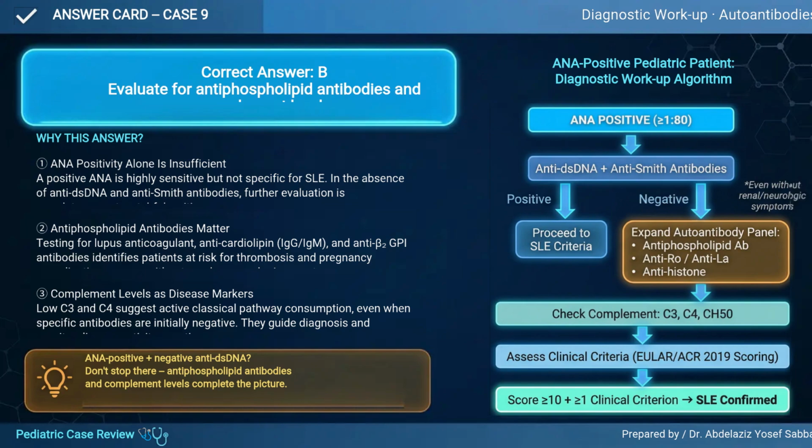A positive antinuclear antibody is highly sensitive but not specific for lupus. In the absence of anti-double-stranded deoxyribonucleic acid and anti-Smith antibodies, further evaluation is mandatory. Testing for lupus anticoagulant, anticardiolipin immunoglobulin G and immunoglobulin M, and anti-beta-2 glycoprotein 1 antibodies identifies patients at risk for thrombosis, even without renal or neurologic symptoms. Low C3 and C4 suggest active classical pathway consumption and guide diagnosis and monitoring over time. Never stop the workup at a positive antinuclear antibody alone.